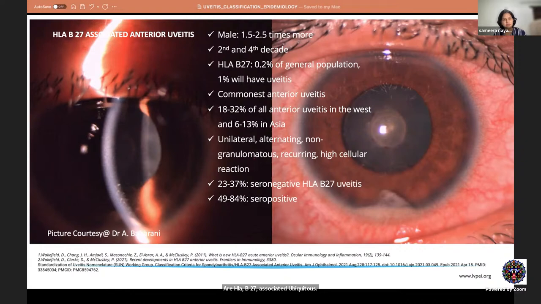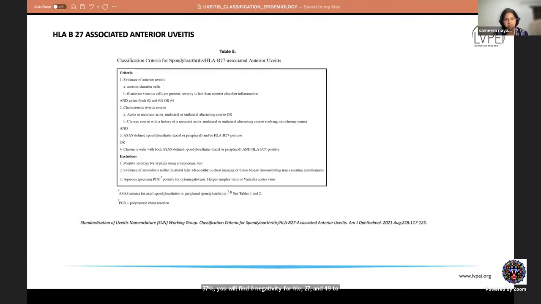This is a typical unilateral alternating non-granulomatous recurring uveitis with high cellular reaction. In this, in 23 to 37% you will find seronegativity for HLA-B27, and in 49 to 84% you'll find seropositivity for HLA-B27. The disease-specific criteria include evidence of anterior uveitis, meaning there are cells in the anterior chamber.